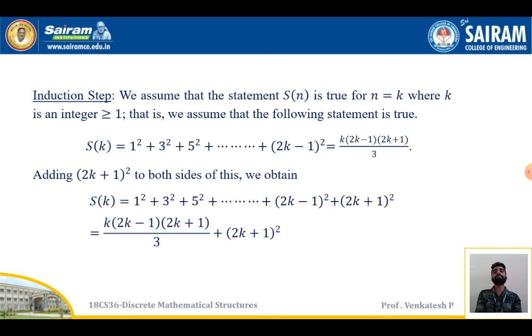In the induction step, I am going to assume the statement S of n is true for n is equal to k, where k is an integer greater than or equal to 1. That is, we assume that the following statement is true: S of k is 1 square plus 3 square plus 5 square plus so on plus (2k minus 1) whole square is equal to k(2k minus 1)(2k plus 1) by 3. Since (2k minus 1) whole square is there for S of k, for S of k plus 1, I must have 2 times (k plus 1) minus 1 whole square, which will be equal to (2k plus 1) whole square.